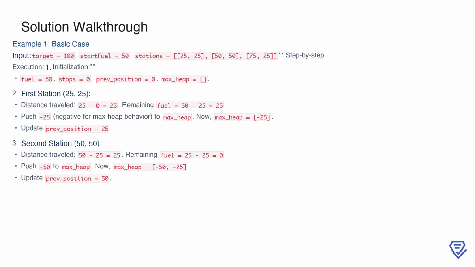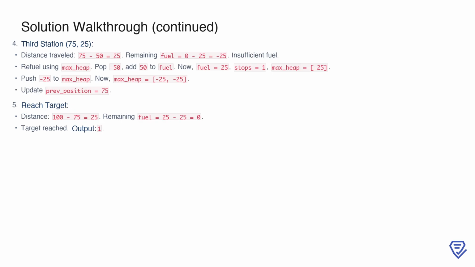Next, at the second station at position 50, we travel another 25 units, which depletes our remaining fuel to 0. We then add the fuel from this station, 50, to the max heap as minus 50, making the heap contain minus 50 and minus 25. The previous position is updated to 50.